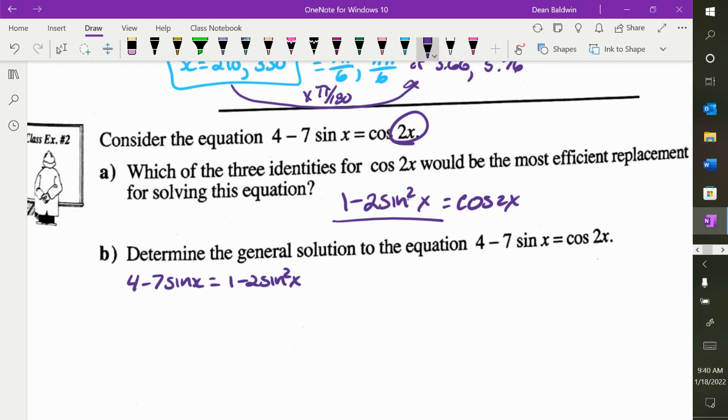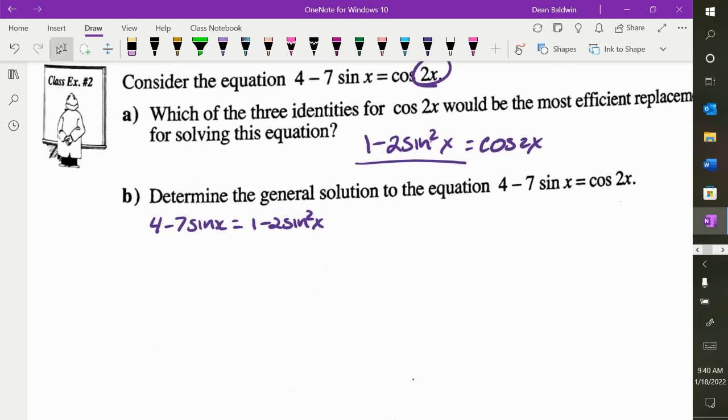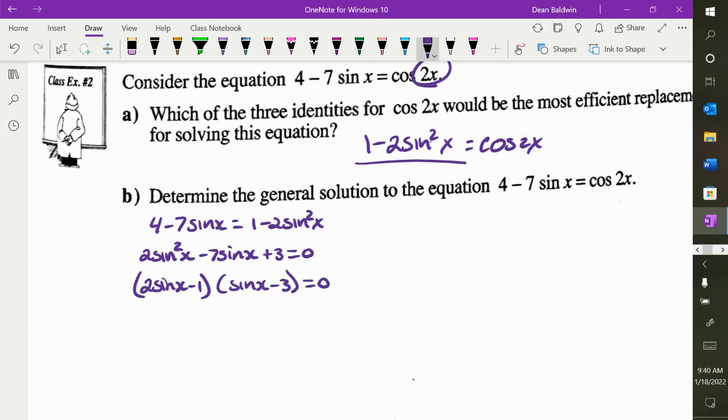What do we do with quadratics? Move everything to one side. So I get 4 minus 1 is 3. You need to know how to factor for the test, people. You need to know how to factor if you're taking calculus. You just need to know how to factor. All right? So that factors to that.